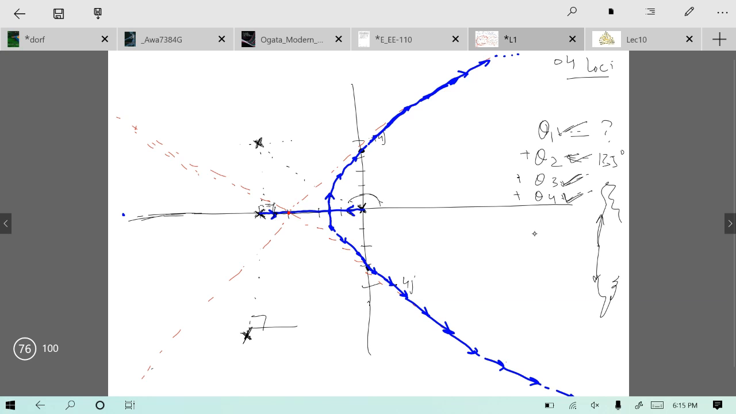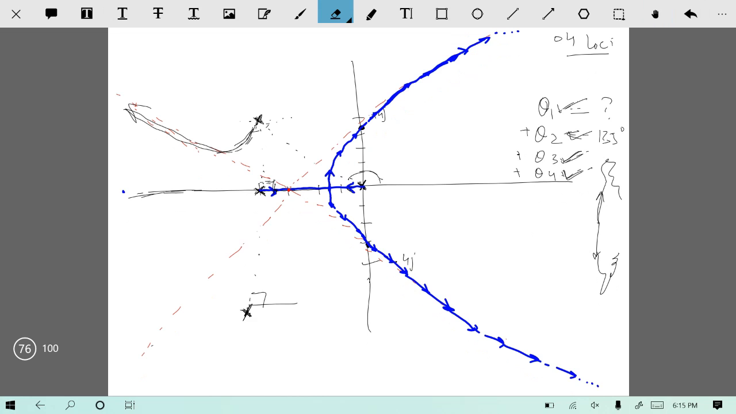Okay, from here it will move to, it will make minus 135 degree angle, and then it will reach the asymptote and will continue its journey. Let me draw with that blue ink which we were using for root locus.